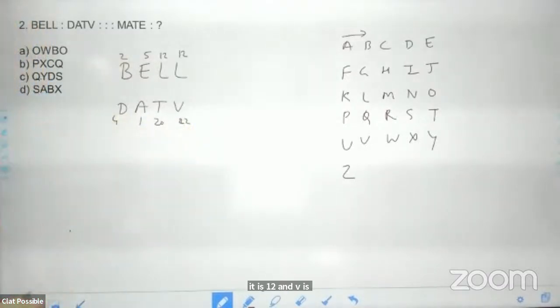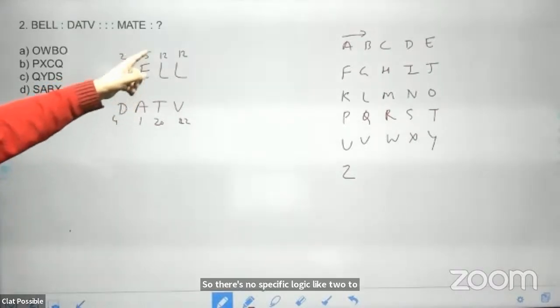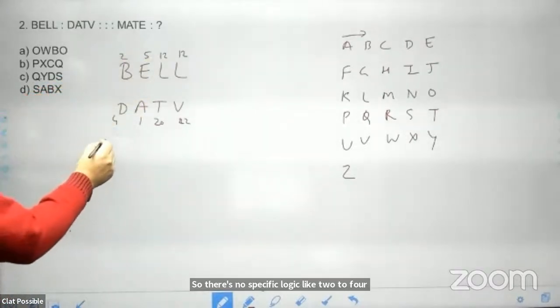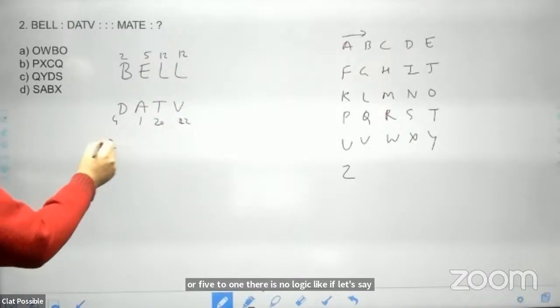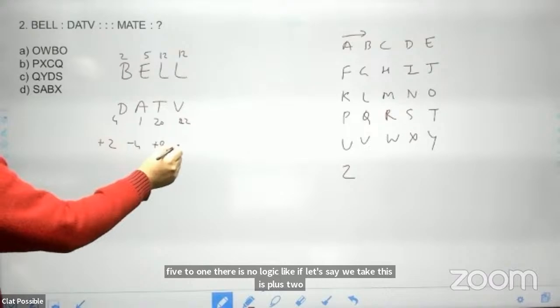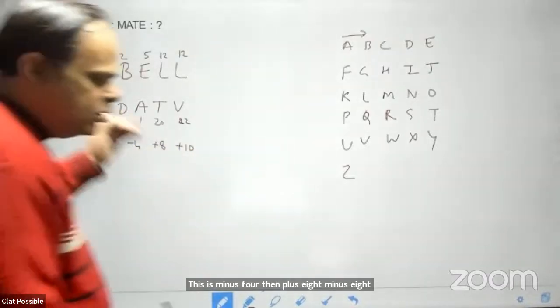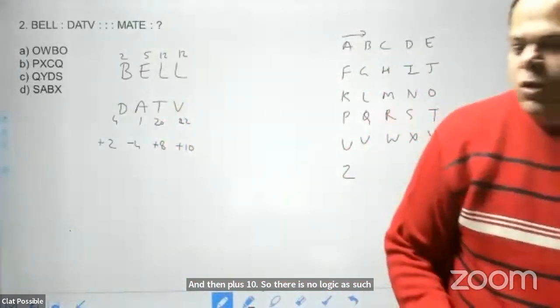So there's no specific logic like 2 to 4 or 5 to 1. There is no logic. Like, if let's say we take this as plus 2, this is minus 4, then plus 8, and then plus 10. So there is no logic as such. But what we can still do is provide one-to-one mapping.